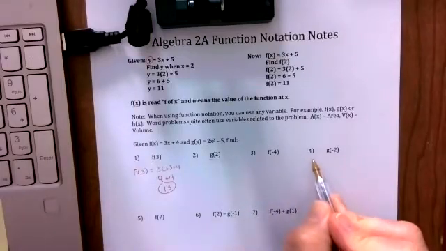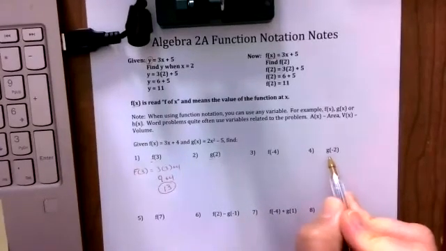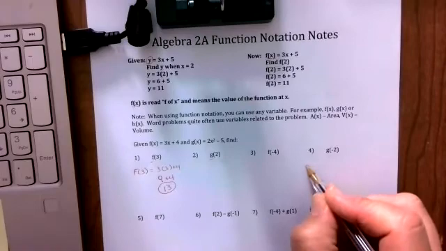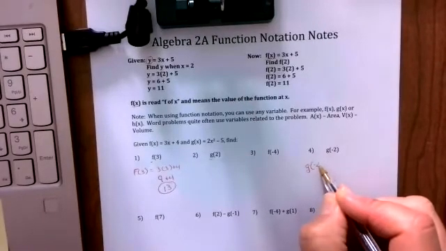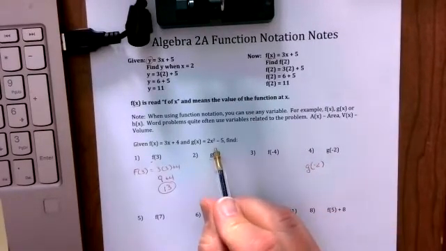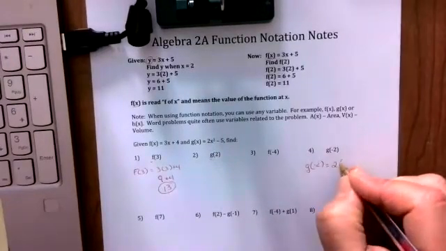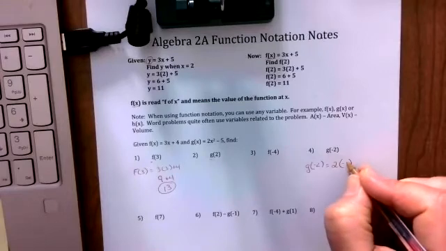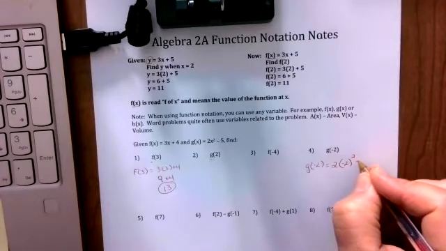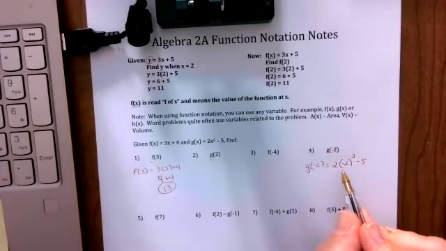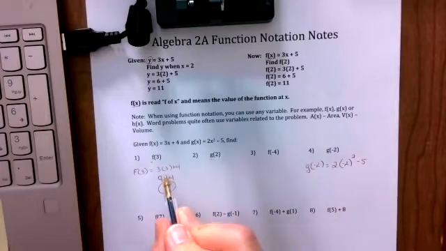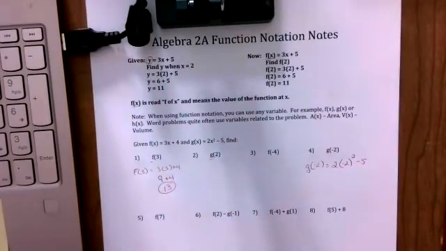If I skip on over here to number 4, where it says g of negative 2, I do the same thing here. I'm going to replace wherever I see an x here with negative 2. Notice, though, because that's a negative, my suggestion would be whenever replacing the variable, put parentheses around it like I did here and like I did over here. I think it'd just be easier that way.